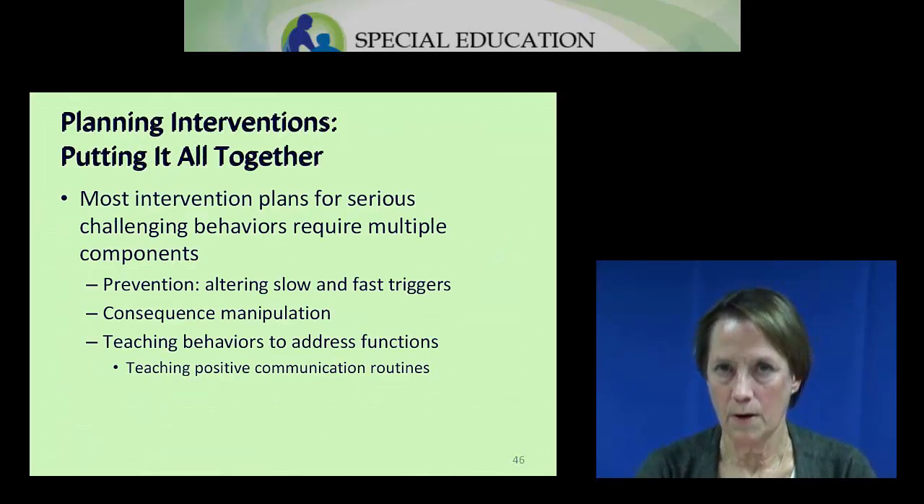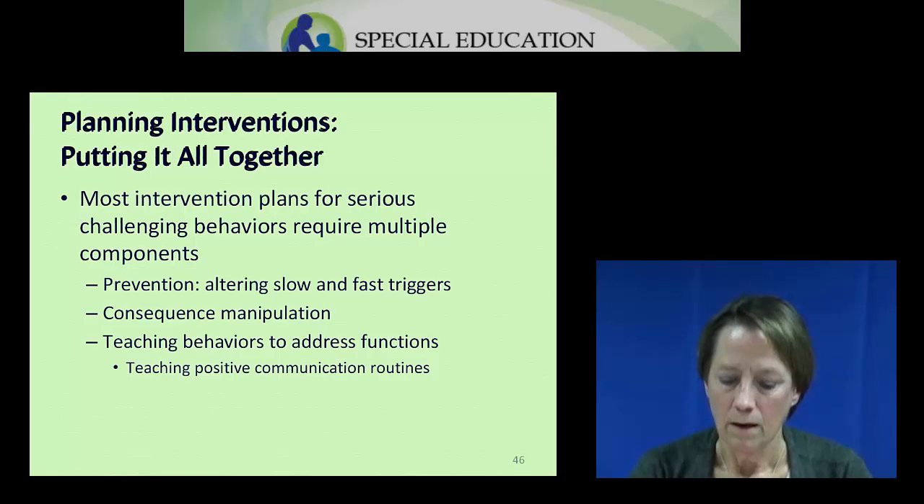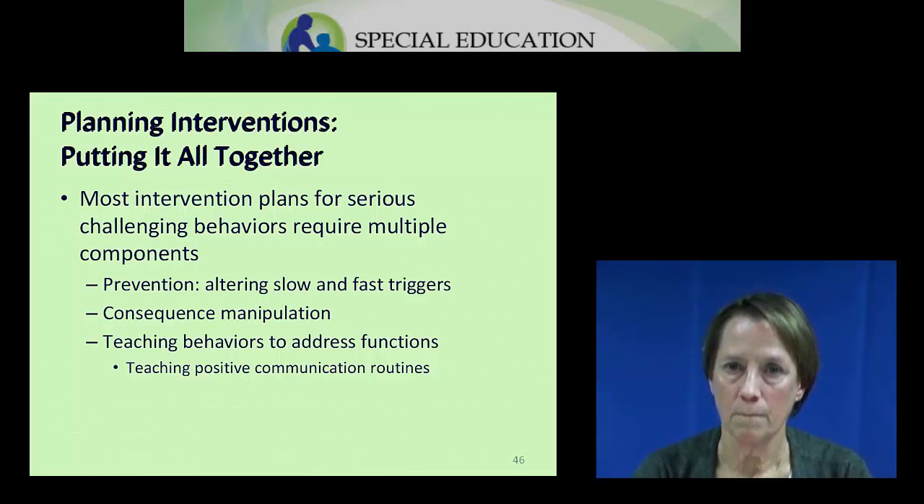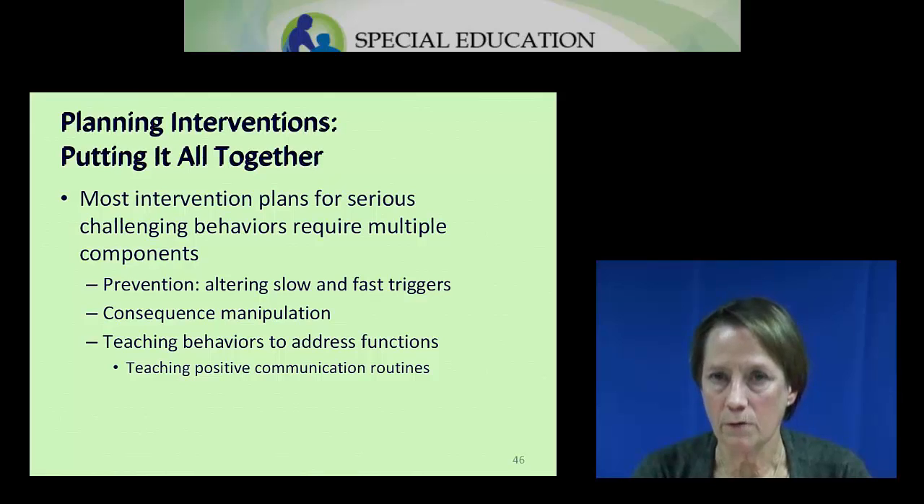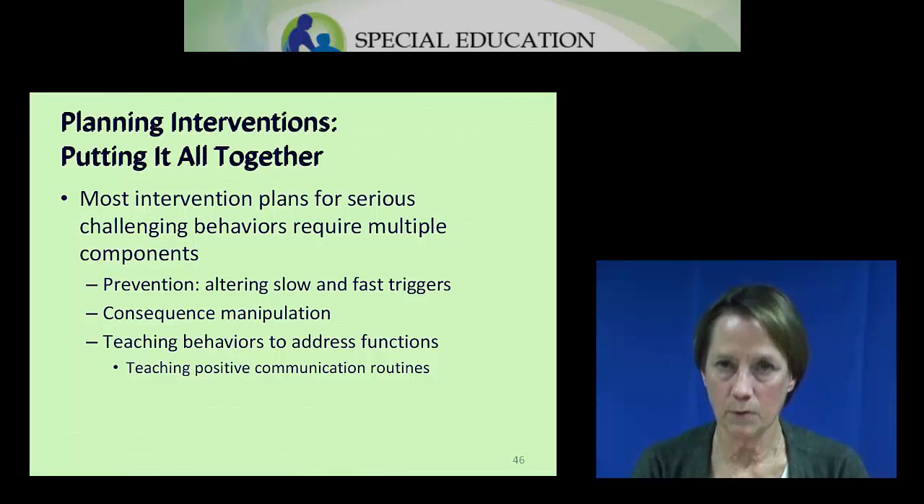So now let's just talk about putting it all together. Remember that most interventions for serious challenging behaviors have multiple components. We're going to want to be looking at the prevention component. We want to alter our slow and fast triggers. We want to look at consequence manipulation, make sure that our consequences are working in our favor. We also want to teach behaviors that will address functions, so that we're teaching things like positive communication routines.